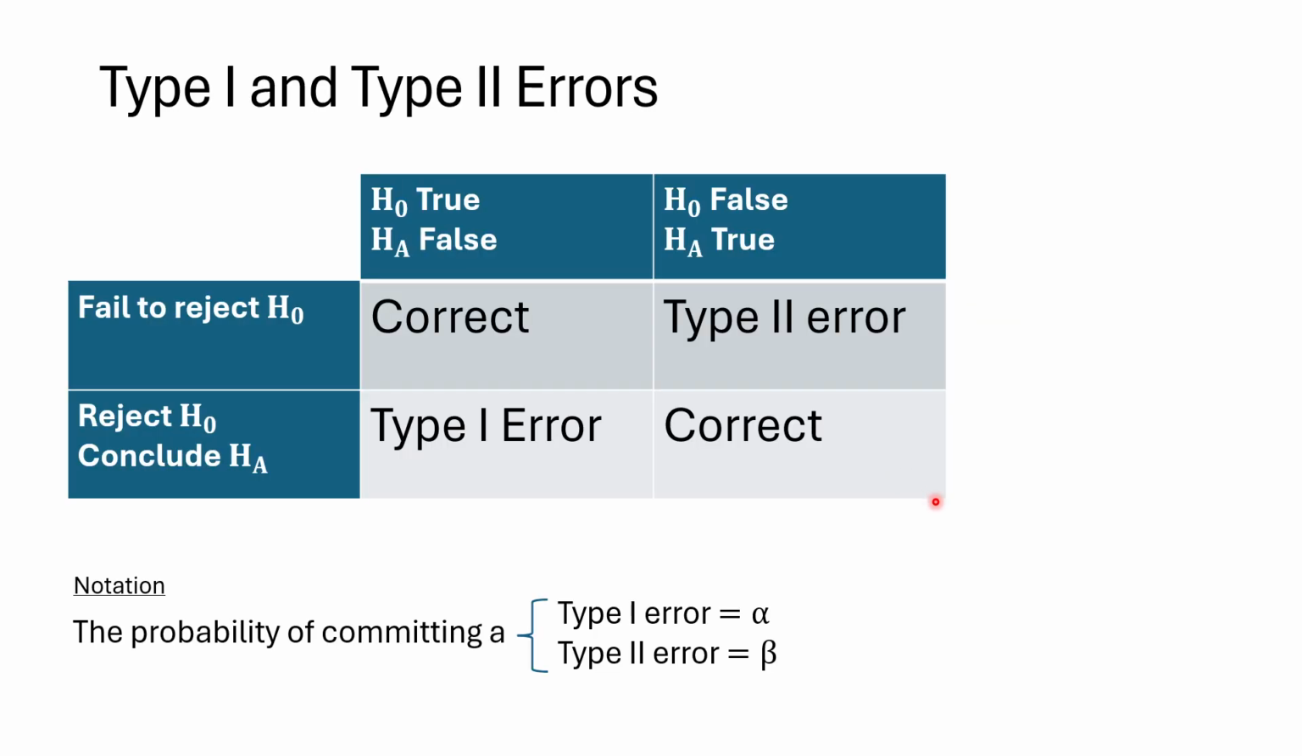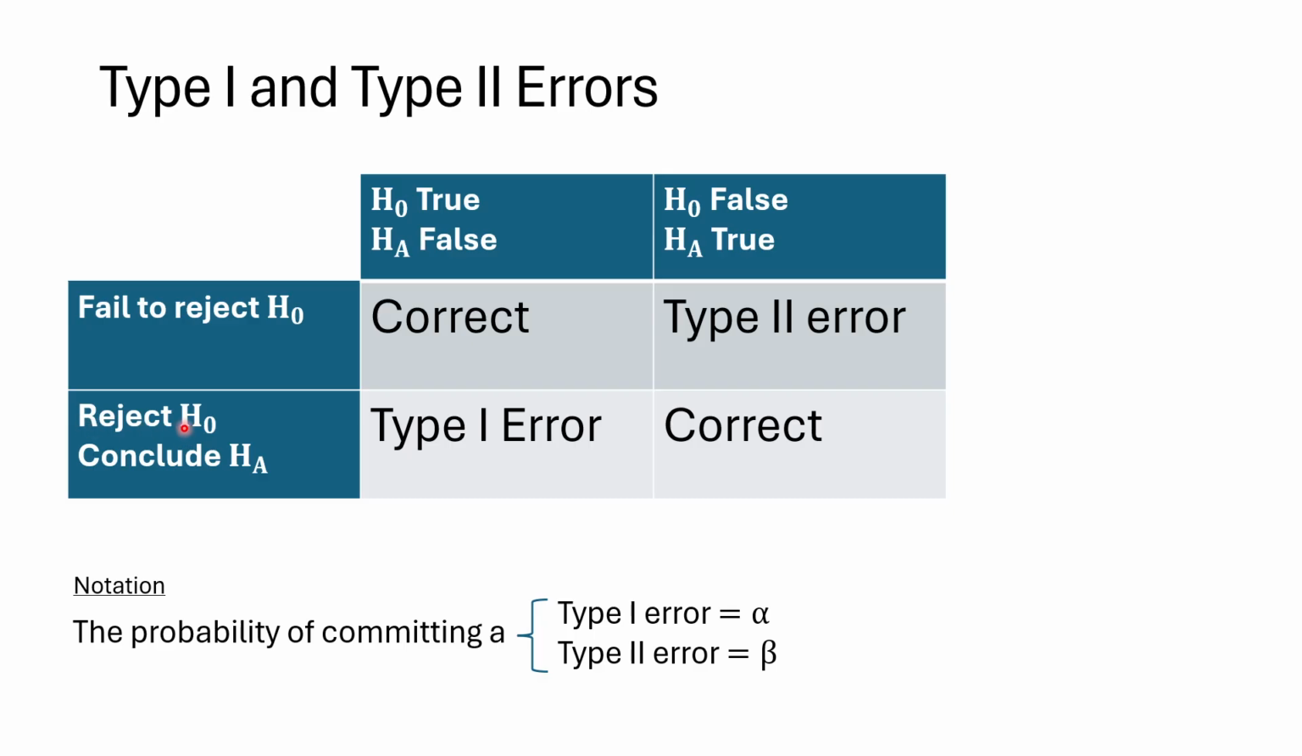Let's review the critical definitions of type 1 and type 2 errors because we'll use these ideas a lot today. If we fail to reject the null hypothesis, that's the correct decision if the null hypothesis is true, and it's a type 2 error if the null hypothesis is false. That means we should have detected a significant difference, but we didn't.